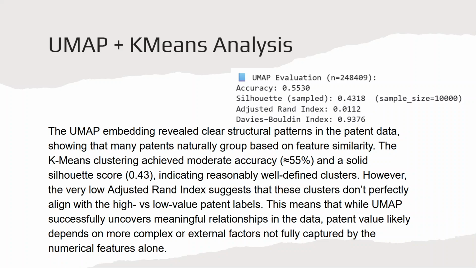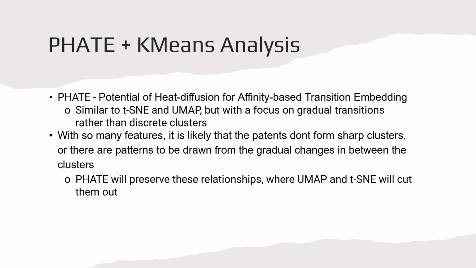However, the very low ARI suggests that these clusters don't perfectly align with the high versus low value patent labels. This means that while UMAP successfully uncovers meaningful relationships in the data, patent value likely depends on more complex or external factors not fully captured by the numerical features alone.